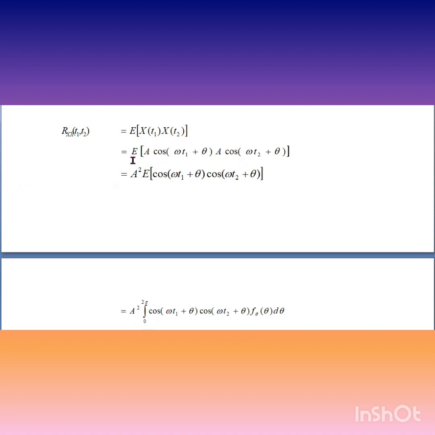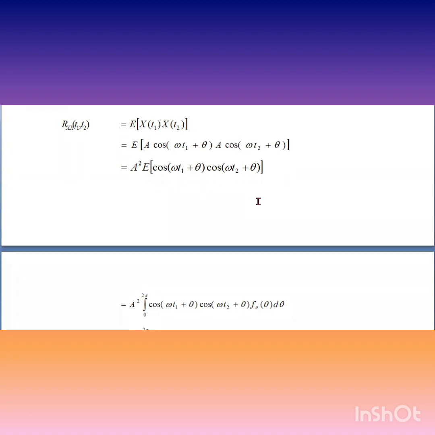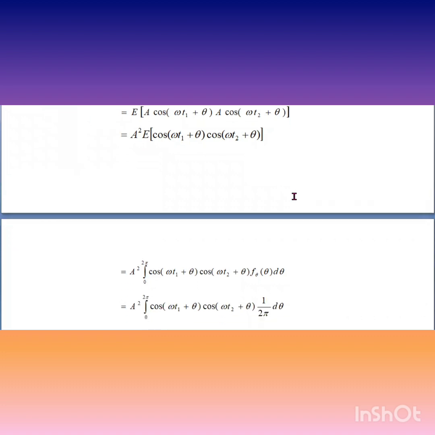So the expectation of x(t) is given in the problem as A cos(ωt + θ). So E[A cos(ωt1 + θ) · A cos(ωt2 + θ)]. If I am writing x(t1), that's A cos(ωt1 + θ); if I am writing x(t2), it is A cos(ωt2 + θ). So A squared times the expectation of cos(ωt1 + θ) cos(ωt2 + θ).